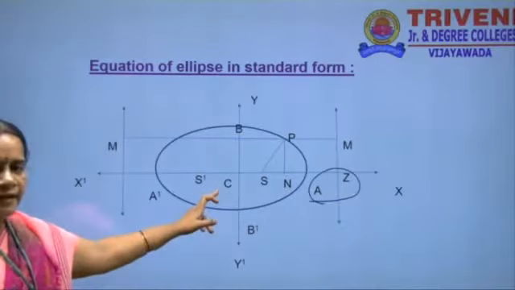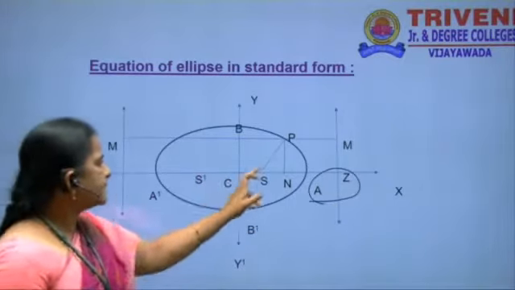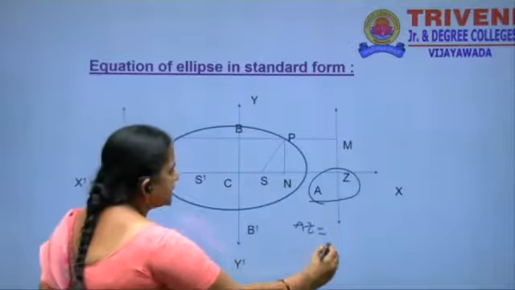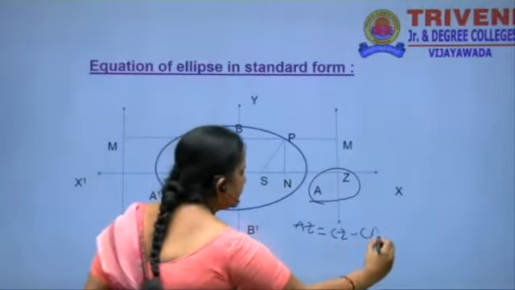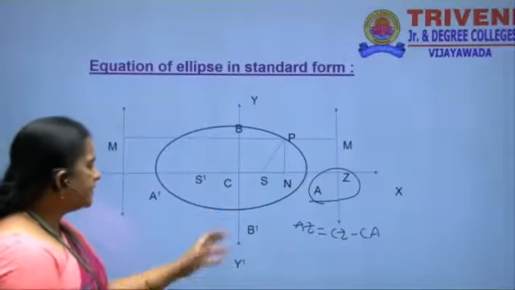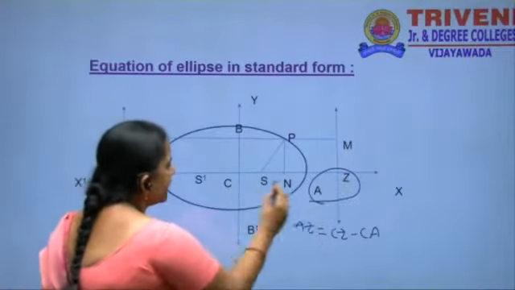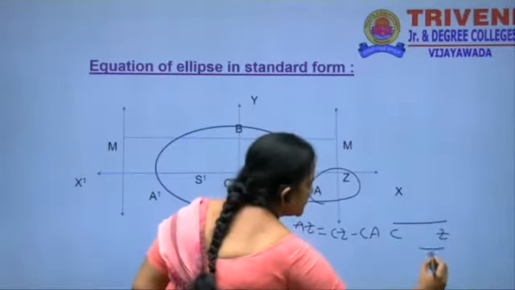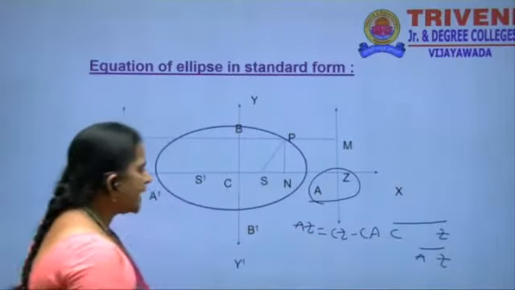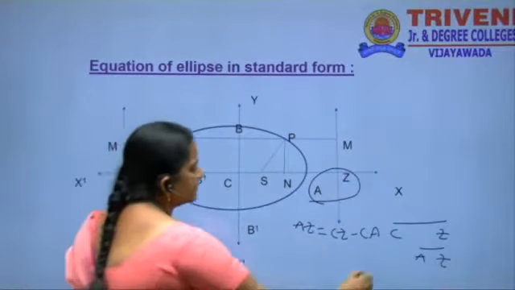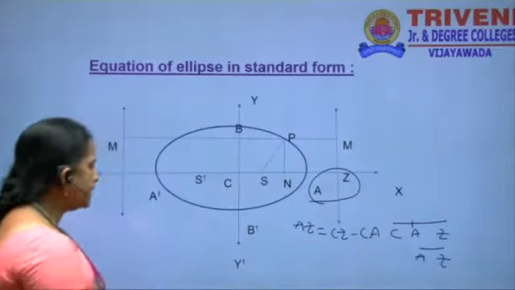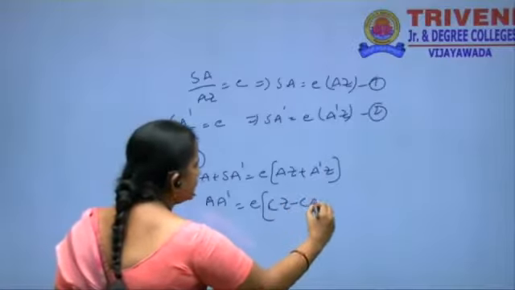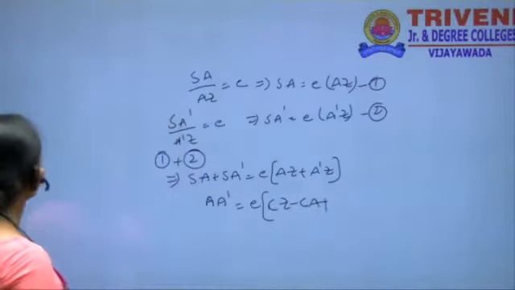We know the center is also marked here. Then AZ can be written as CZ minus CA. Here it is CZ and AZ. So in place of AZ plus A dash Z, we write CZ minus CA plus A dash Z.